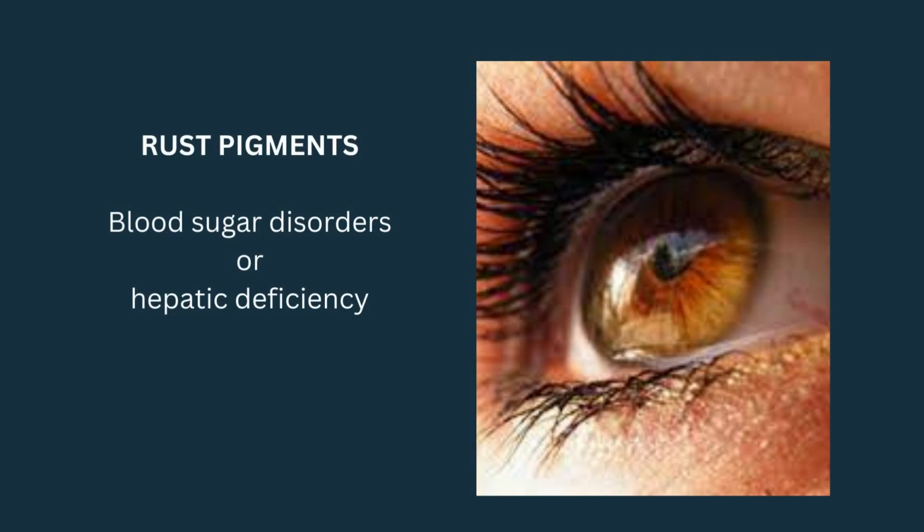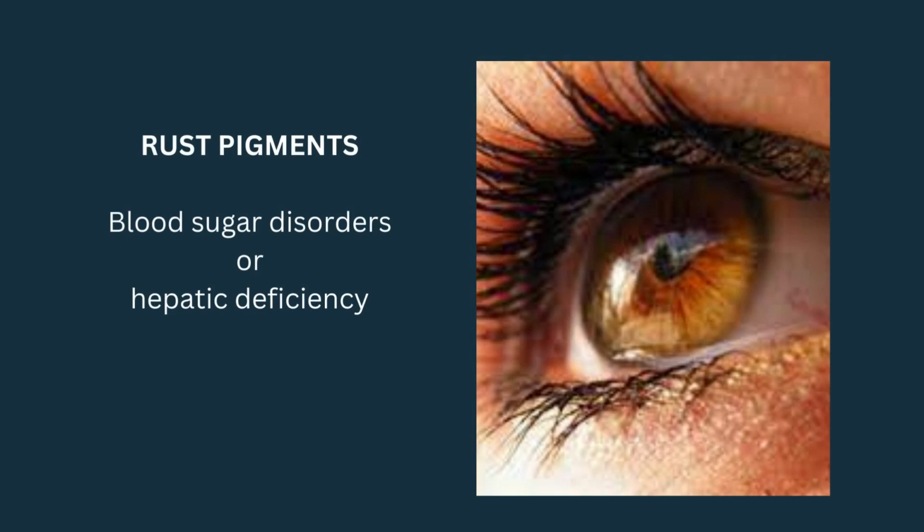Okay, rust pigments. Now this is hard to see, but I tried to get it so you can see the angle at the bottom, where it's a rust colored orange. This rust colored orange is interpreted to reveal a tendency for blood sugar disorders and or for hepatic deficiencies, which means liver deficiencies. It's not a true orange. It's not fluorescent. It's more of a rust color.